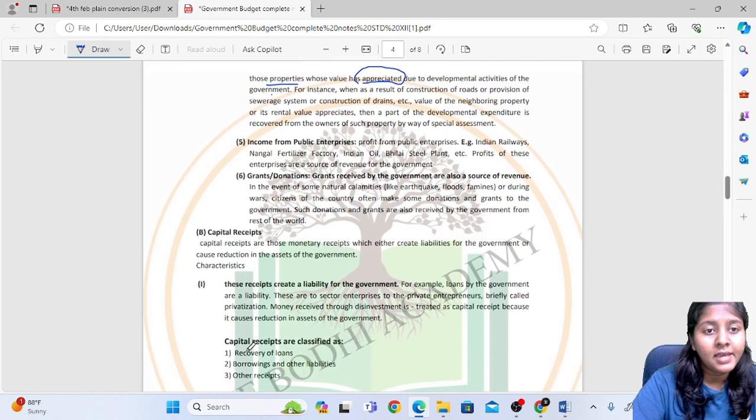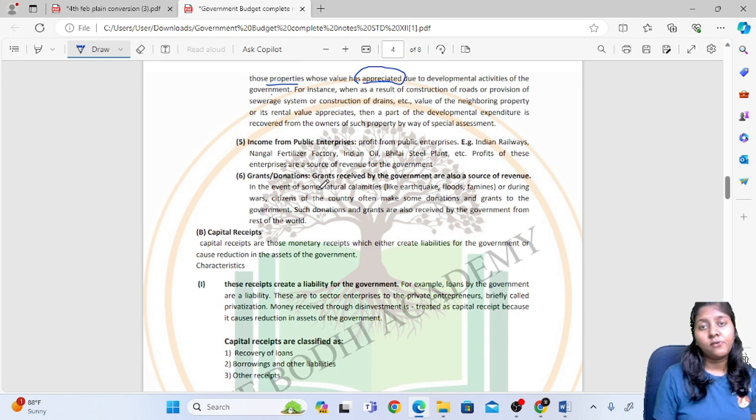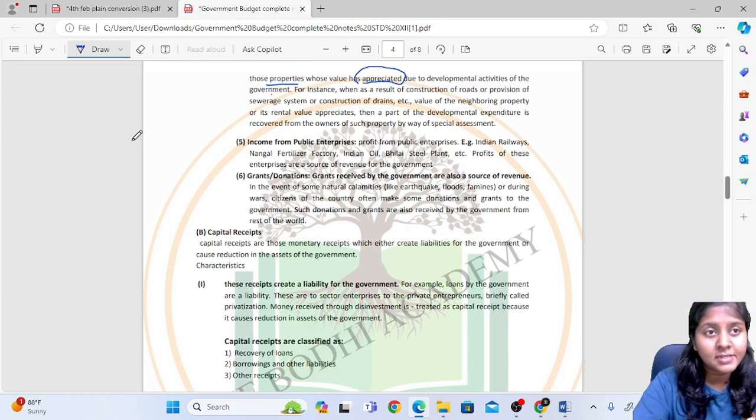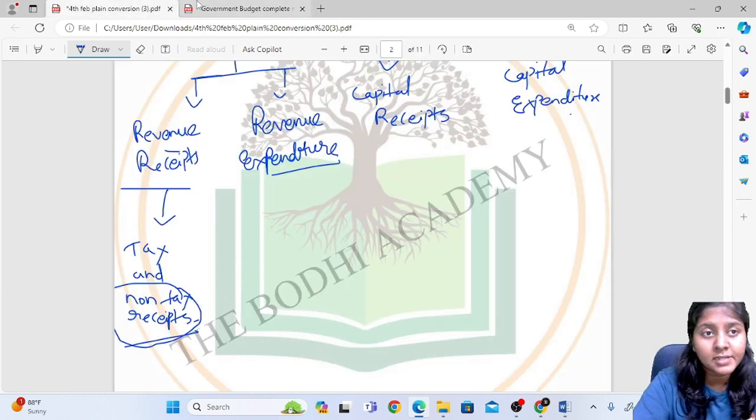Then next is grants or donations. Grants received by the government are also a source of revenue. It is like donations received for natural calamities or during a war. Citizens of the country often make donations and grants to the government. So this is called grants and donations, which is a part of non-tax receipts.